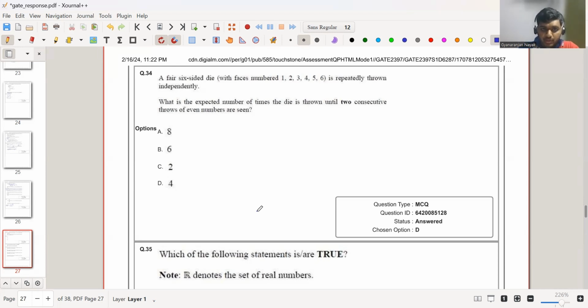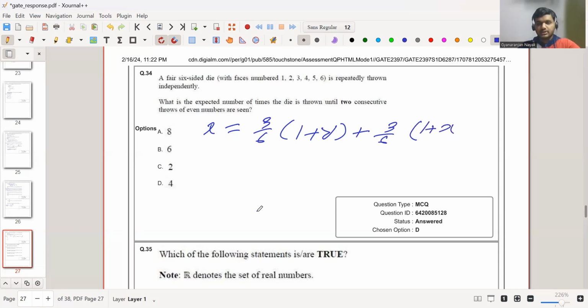So here you find x. So x equals 3 by 6 whole into 1 plus y, plus 3 by 6 whole into 1 plus x. Here you assume x as the expected number of throws until two consecutive throws show an even number, and you assume y as the number of die throws to get 2, 4, 6 the second time, having got 2, 4, 6 the first time.